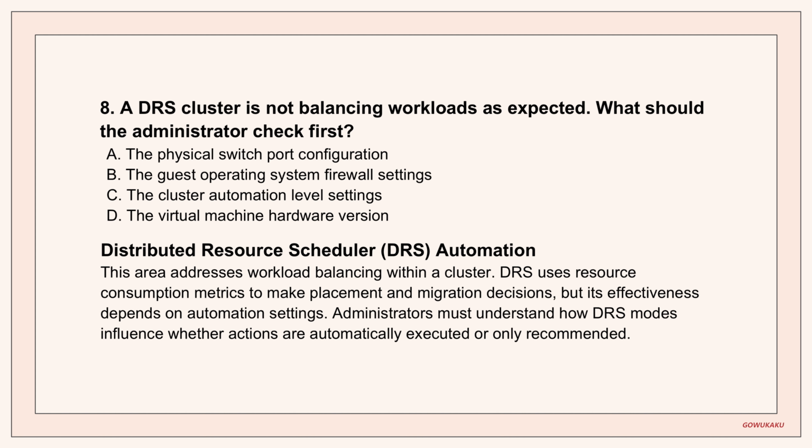So a DRS cluster isn't balancing workloads. VMs are just sitting heavy on one host, but they're not migrating automatically. Before I dig into host logs or network settings, what's the first thing to check? This connects right back to the last point.